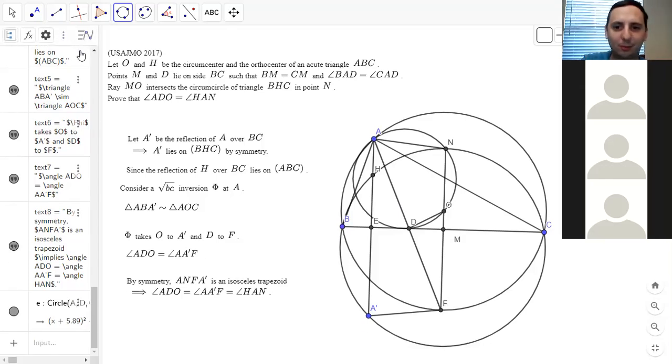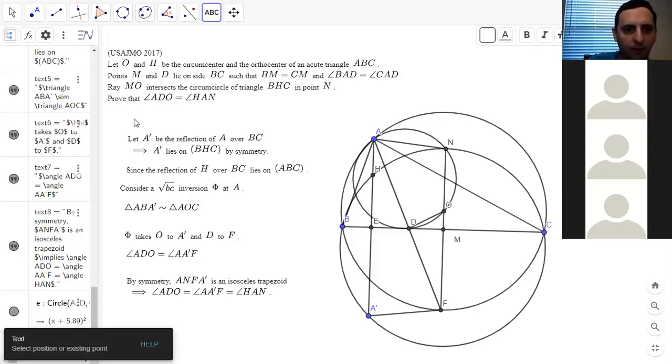That's a cool way to do it, and then you don't even need to use root BC inversion. I feel like there's a lot of problems where you use power of a point with this point F. Let me just define F before I move on to the next problem.